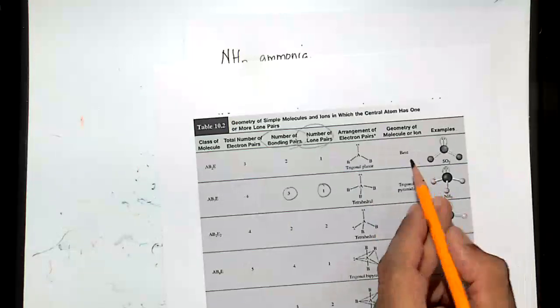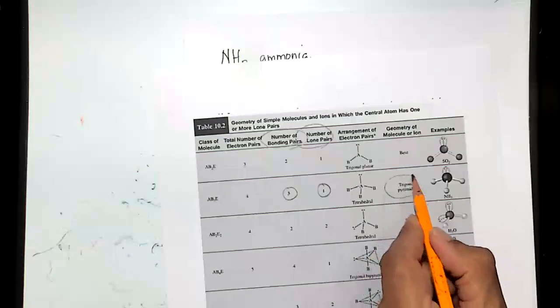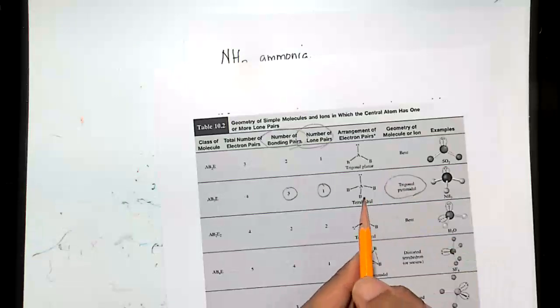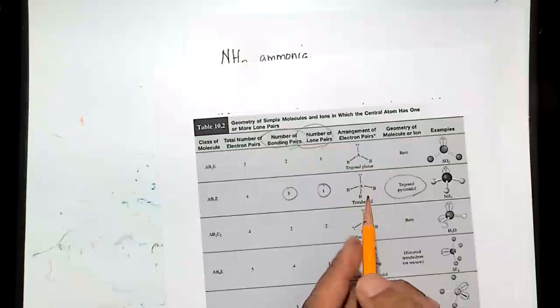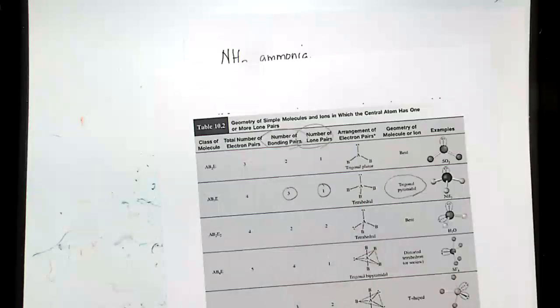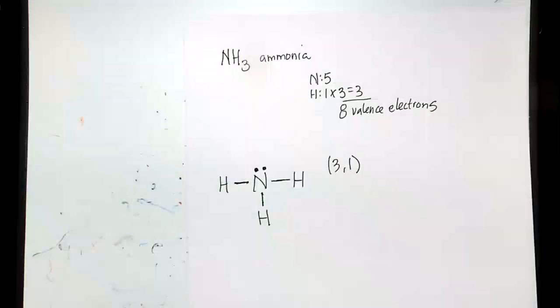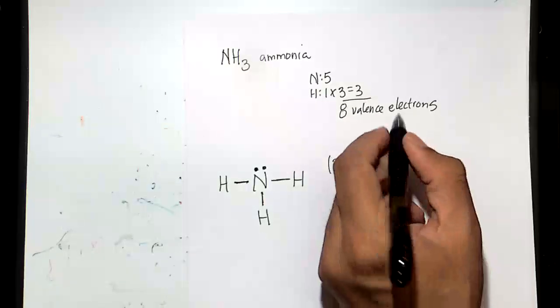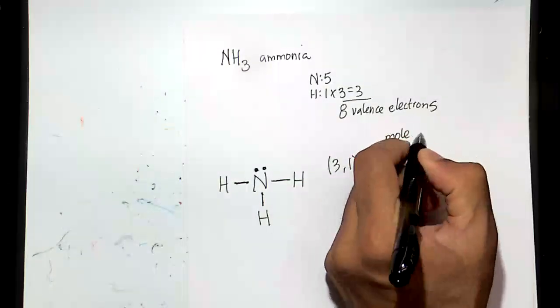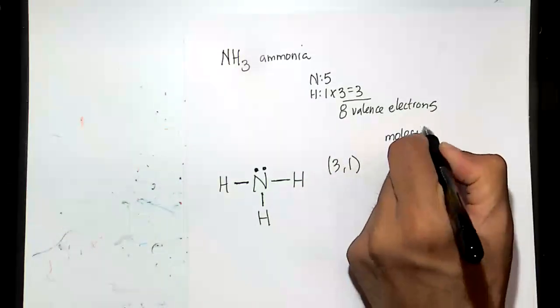Okay, but that's not the structure. What's the overall structure? Okay, trigonal pyramidal. Trigonal pyramidal. Okay. So 3 bonds, 1 lone pair is trigonal pyramidal. So the molecular geometry, or the 3D geometry, is trigonal pyramidal.